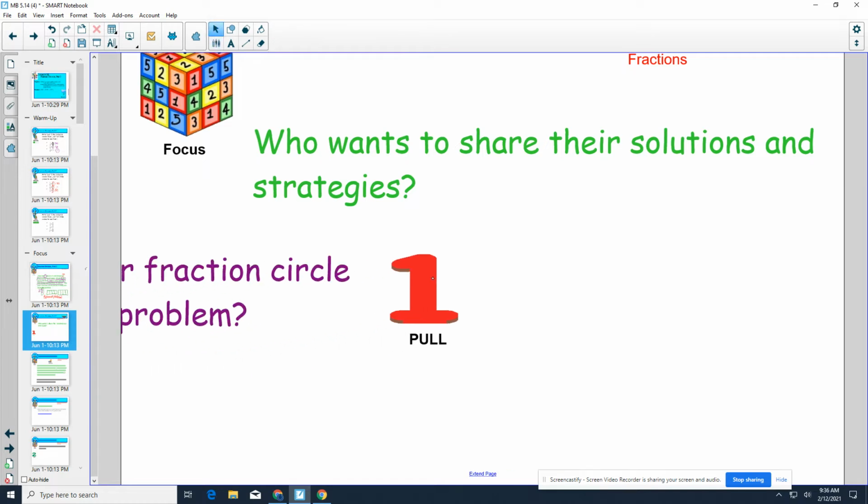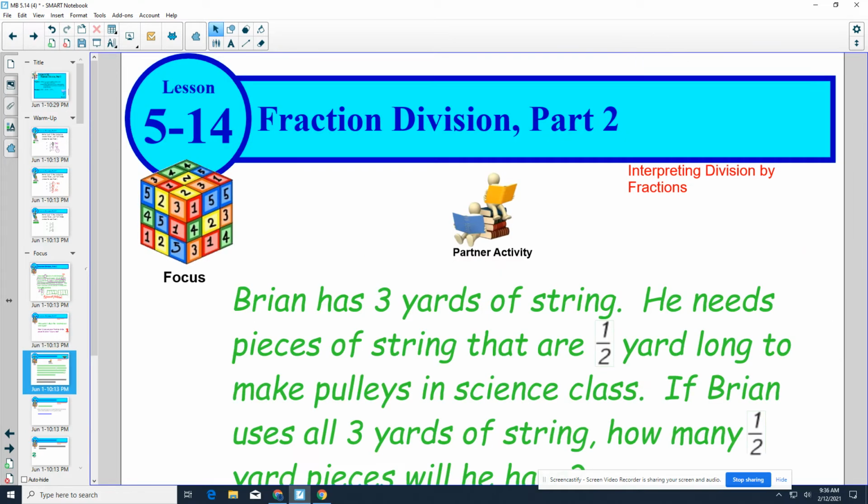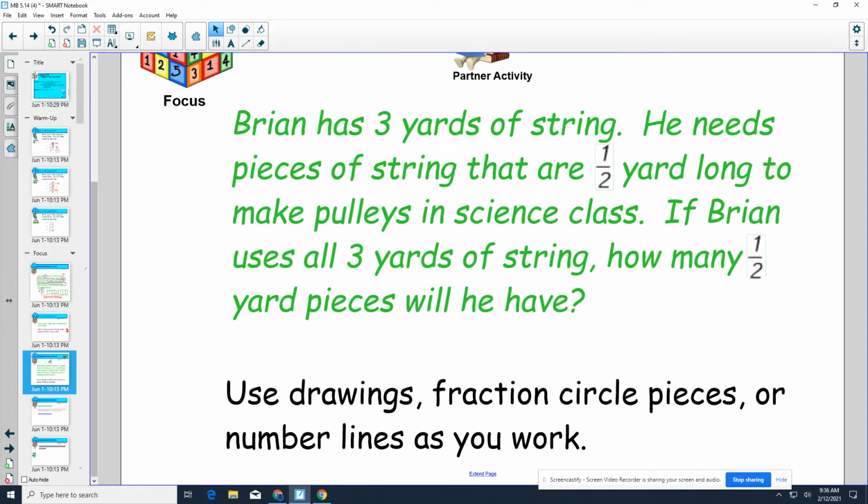So let's look at the strategies we could use here. We could have used fraction circle pieces. I don't have them here on the board, so I did not use those, but you could use fraction circle pieces there. I personally like to draw rectangles. I think they're a little bit easier when doing drawings at home and you don't have fraction circle pieces. So let's look at the next one.